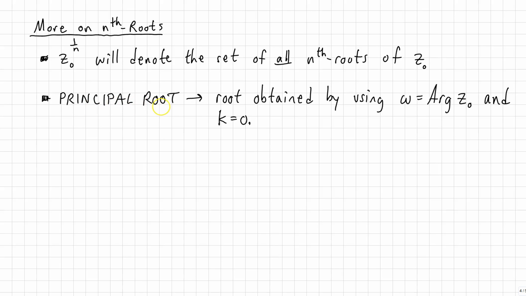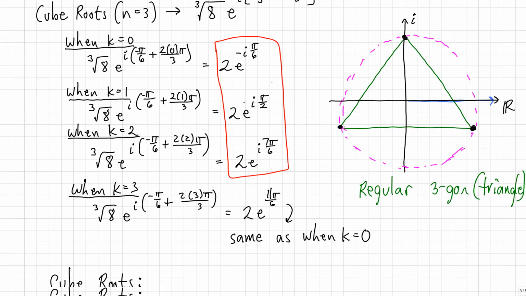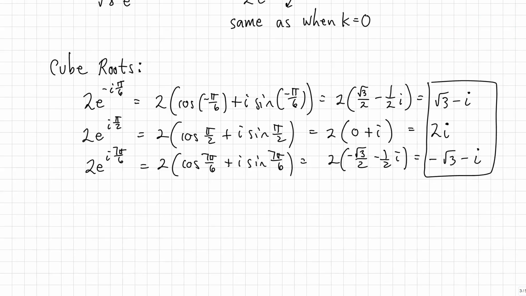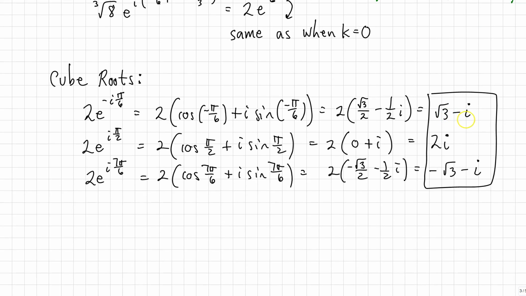All right, so what is the principal root? Well, it's the one that you get by using the principal argument and k equals 0. So back up to the one that we just did, we did use the principal argument, which was -pi/2, and when k equaled 0, this is the one we got, 2e to the -i pi/6, which down here was square root of 3 minus i. So this is the principal value right here.